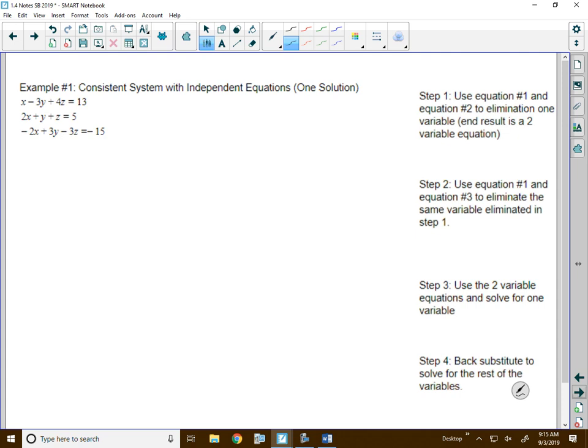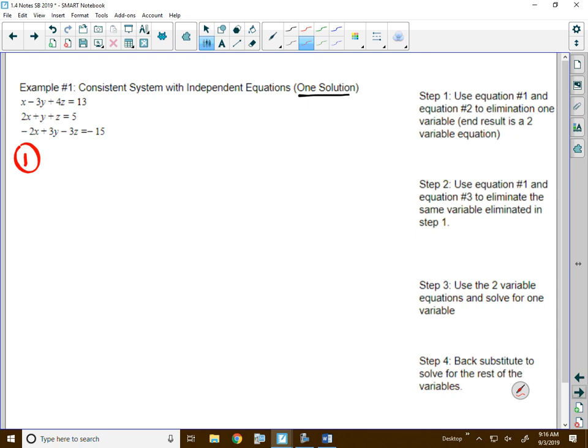So for example number one, I've already told you this has one solution. It's independent and consistent. On the right-hand side of your notes, I've given you steps, and we're going to follow those steps today, and I will label my steps as I go. If you don't want to label your steps, that's fine. It's totally up to you how you do your notes. So step number one, let's read it. It says use equation 1 and equation 2 to do elimination, to eliminate a variable.